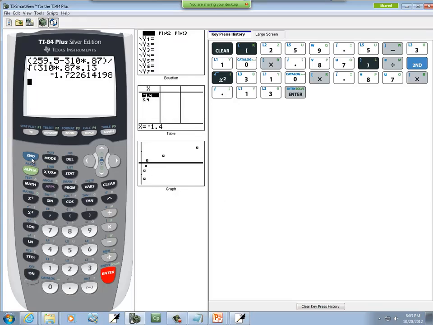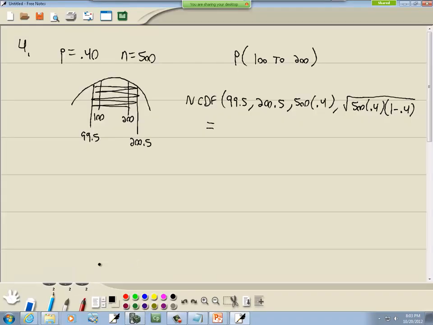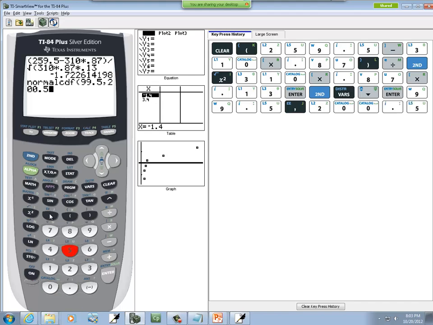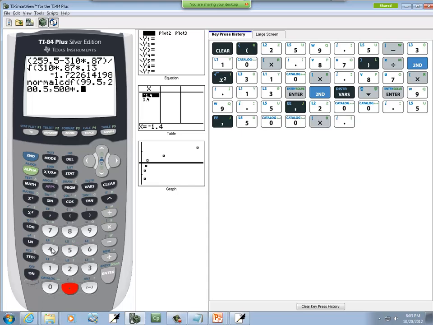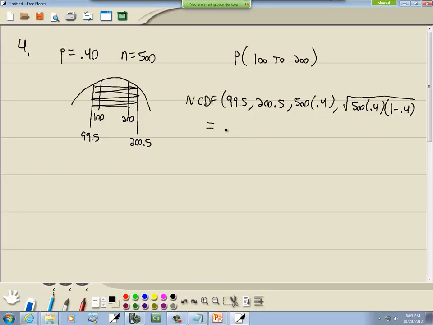So second vars, normal CDF. 99.5, comma, 200.5, comma, 500 times 0.4, comma, second x squared, 500 times 0.4 times 1 minus 0.4, which is 0.6. If the first one's 40%, this has to be 60%. Enter. And to 4 decimal places, we get 0.5182.